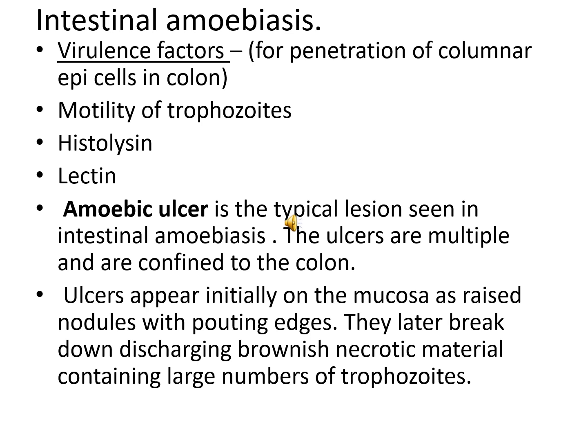So intestinal amoebiasis is caused by the virulence factors produced by the amoeba, that is the motility of the trophozoites, and the enzymes produced, histolysin and lectin. Using the enzymes, the trophozoites invade the columnar epithelial cells, causing amoebic ulcers. It is confined only to the colon and the caecum. So this is the explanation of the typical amoebic ulcer.